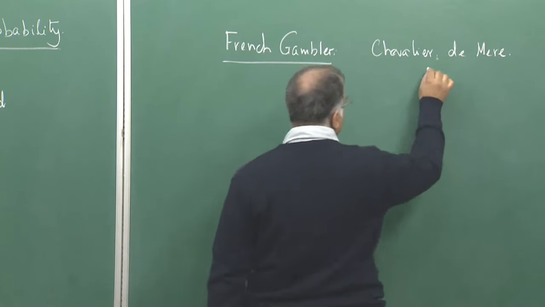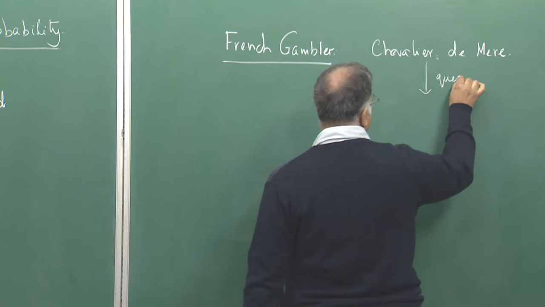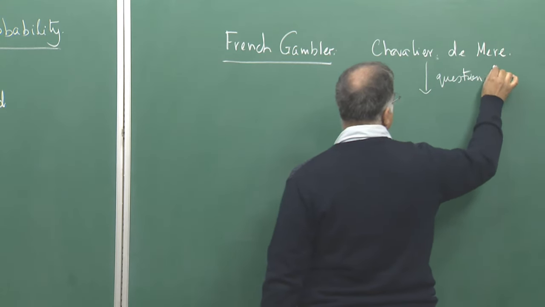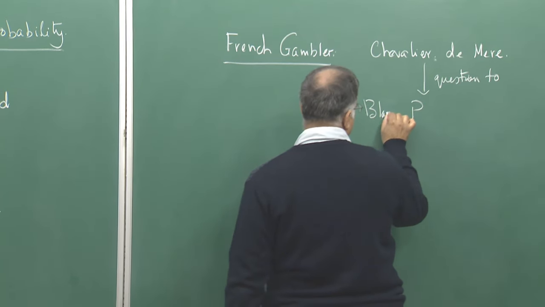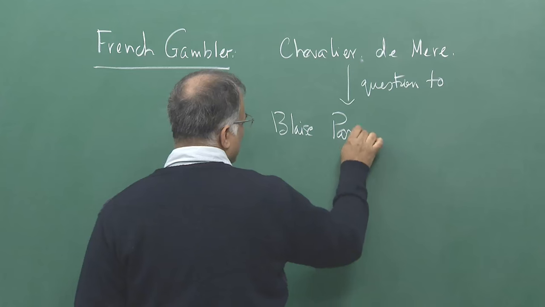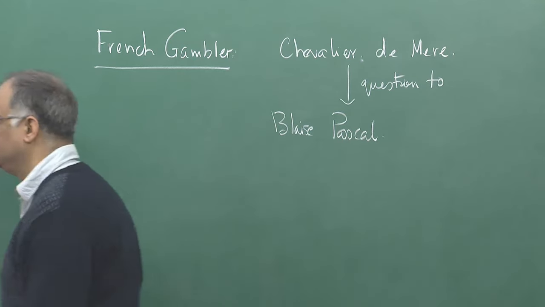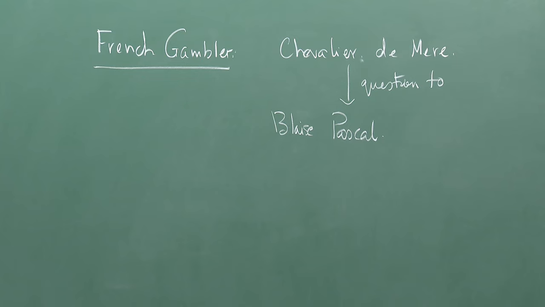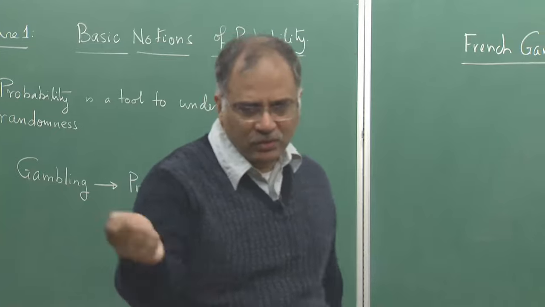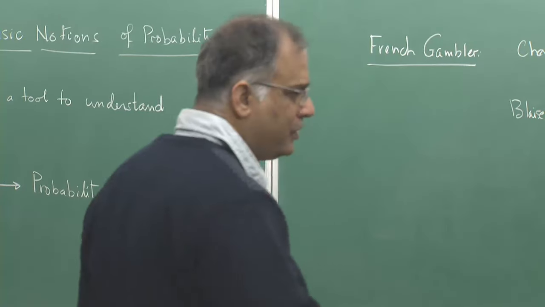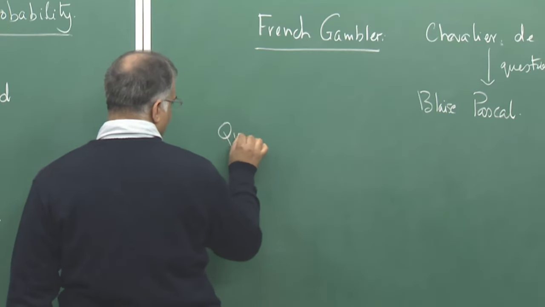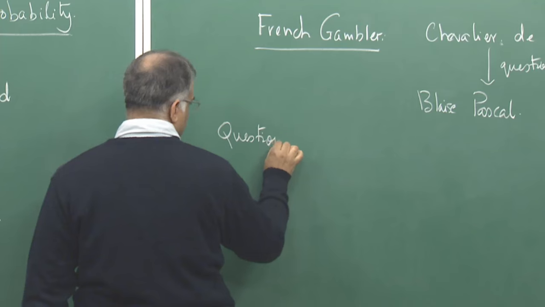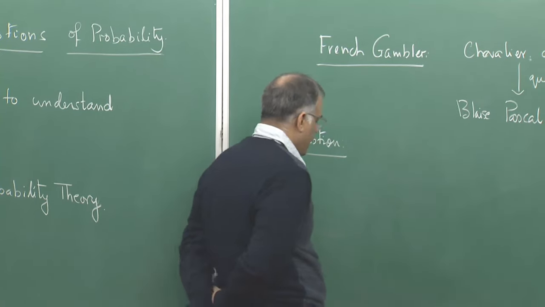So, Chevalier posed the following question to Blaise Pascal. Most of you have heard about Pascal's triangle when you study the binomial theorem. So, what was this question? They were gambling. In those days, gambling was done by throwing dice rather than the sophisticated roulette of nowadays. So the question was the following.